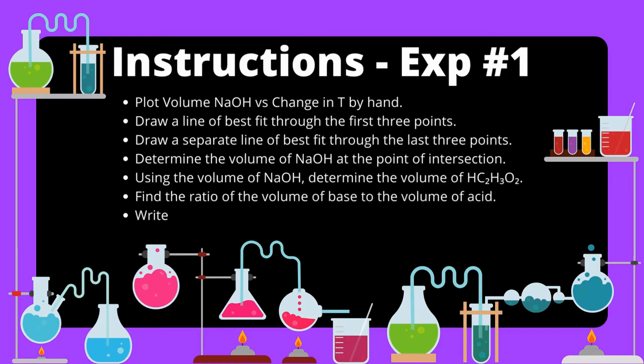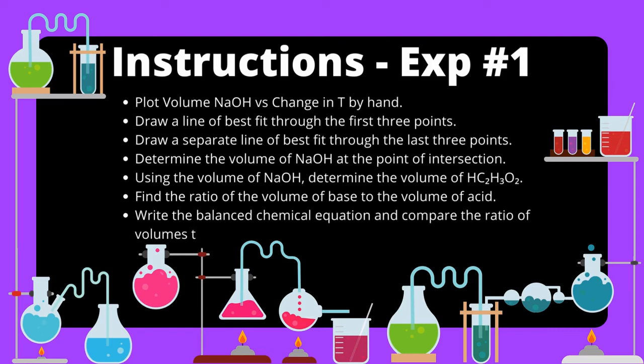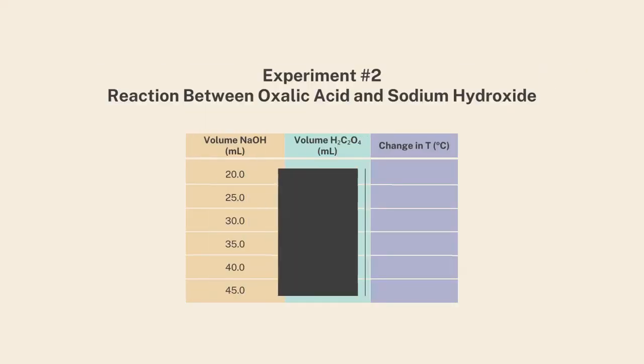Find the ratio of the volume of the base to the volume of acid, and then write a balanced chemical equation and compare the value you got for the ratio of volumes to the molar ratios you're going to get.